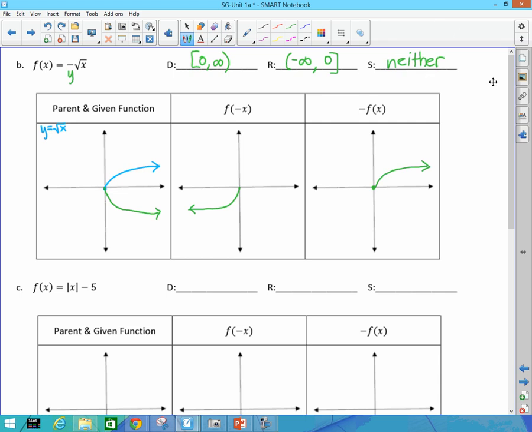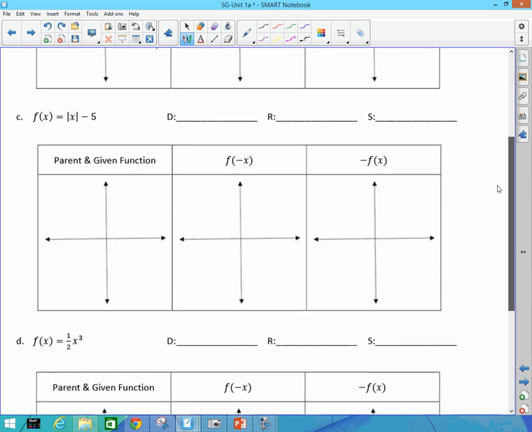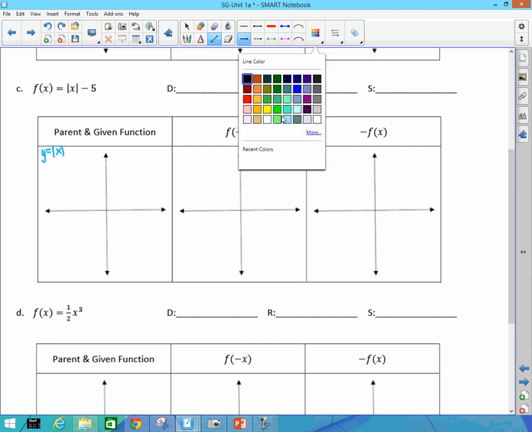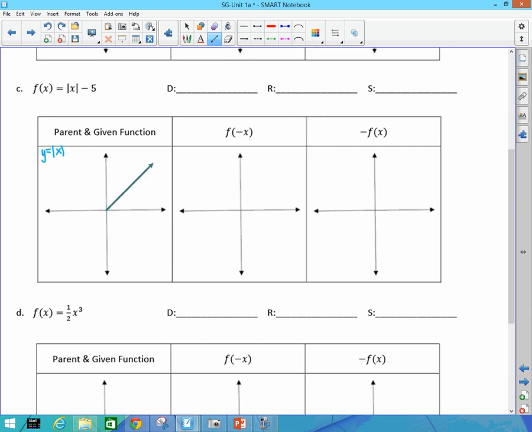Alright, moving on. Let's go to f of x equals absolute value of x minus 5. Again, parent function, y equals the absolute value of x. Okay, and I have straight edges. I have lines, not curves, so you can use your straight edge that you have on your desk. And let's go draw our absolute value function, which is going to look like this.